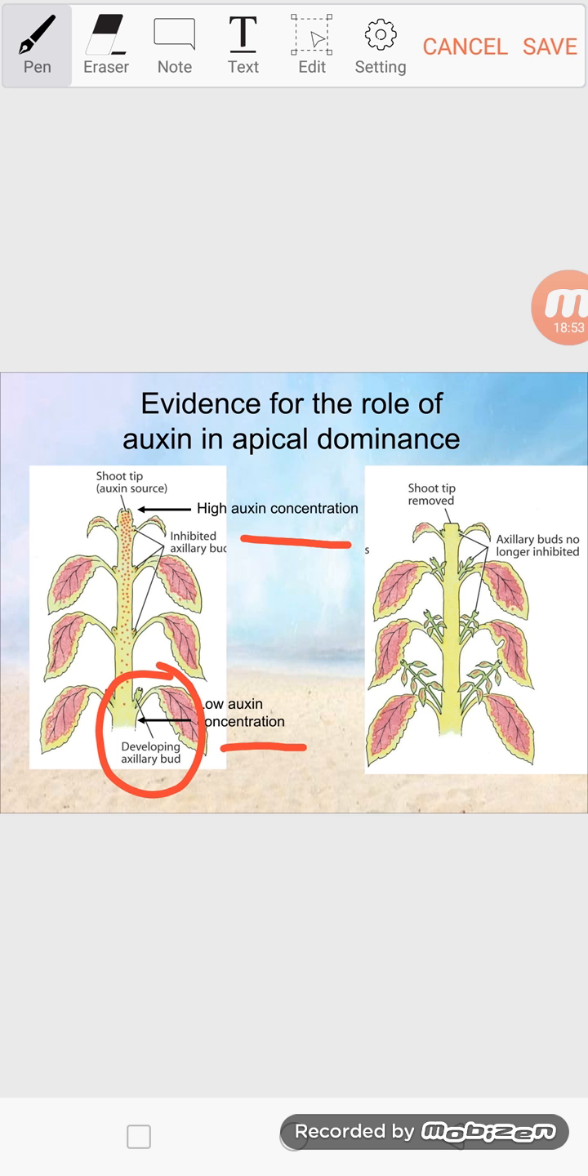Tengok dia terbantut. Okay. So, but if we cut off, tengok shoot tip remove. Jadi maksudnya dah tak ada dah auxin ni. Kat mana tak ada. Jadi dia tidak menghalang pertumbuhan axillary bud ni. So, bandingkan axillary bud yang ni dengan yang ni. Okay.